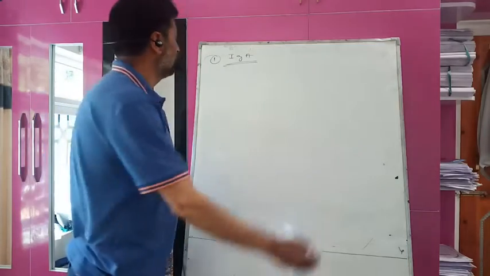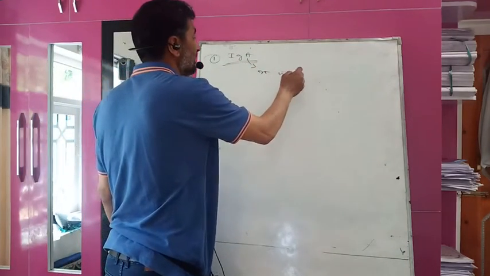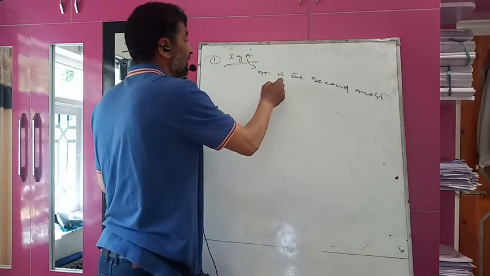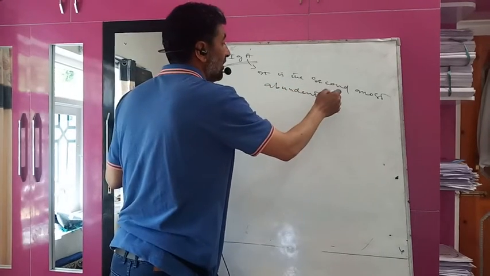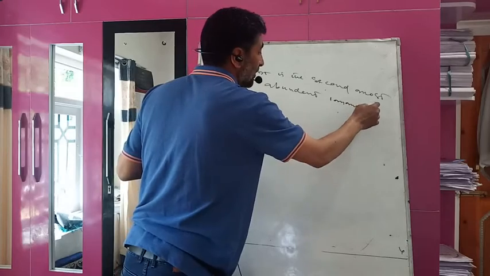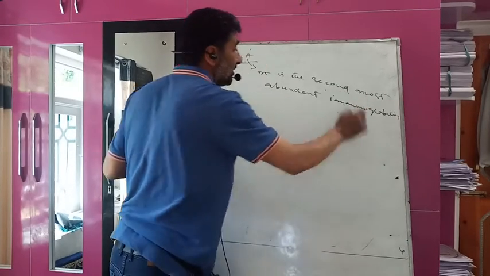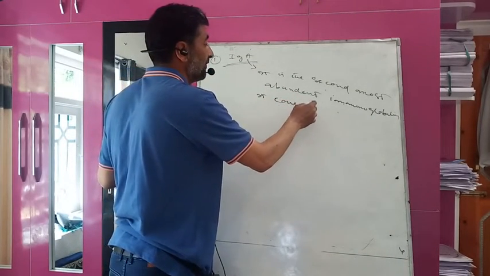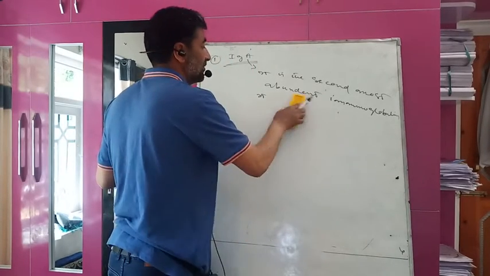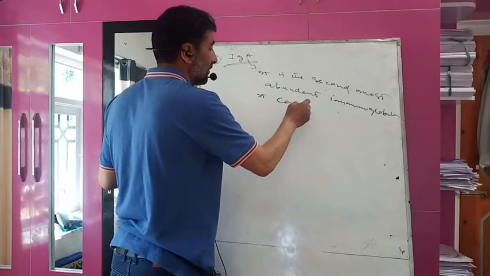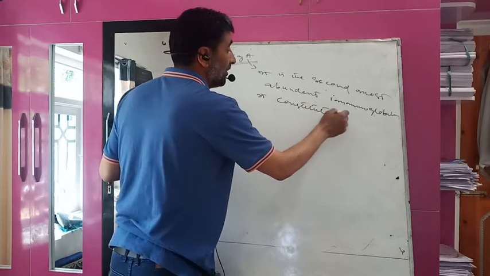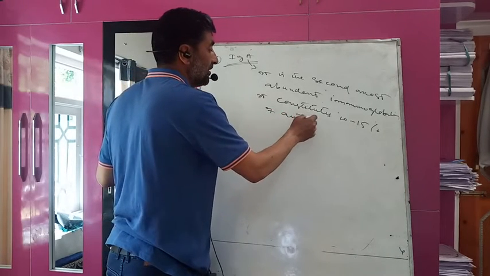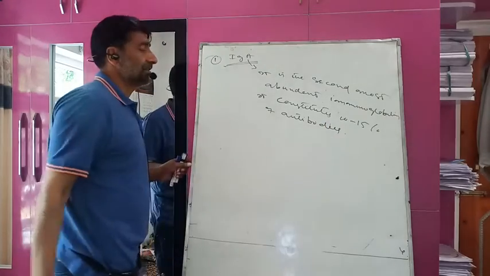IgA is the second most abundant immunoglobulin. It constitutes ten to 15% of antibodies. That means about 15% of antibodies are of IgA type.